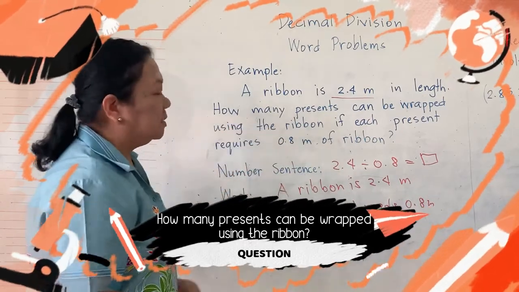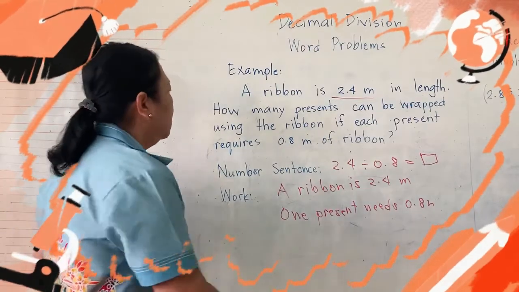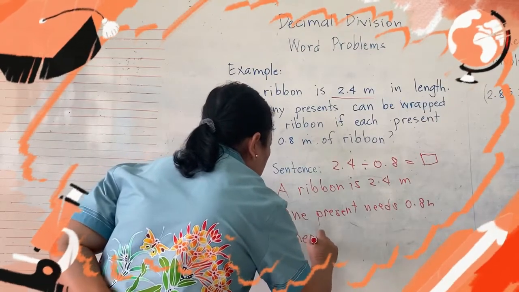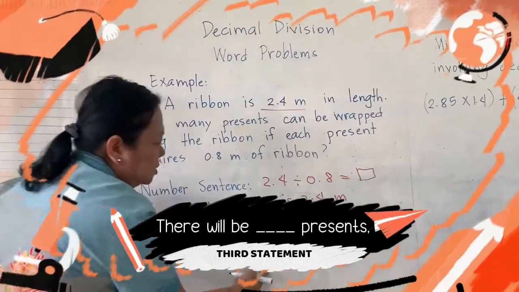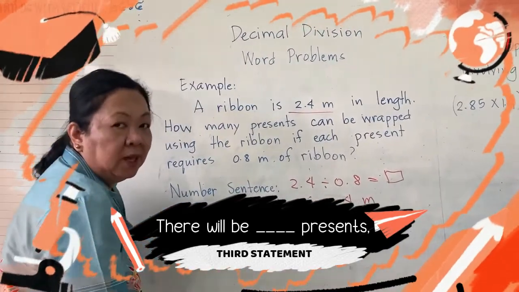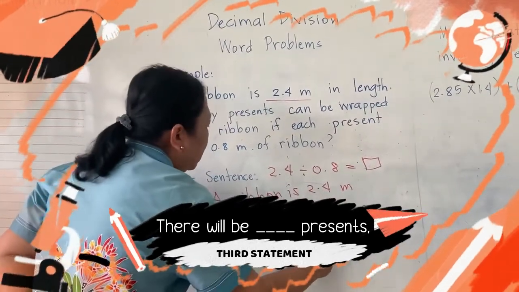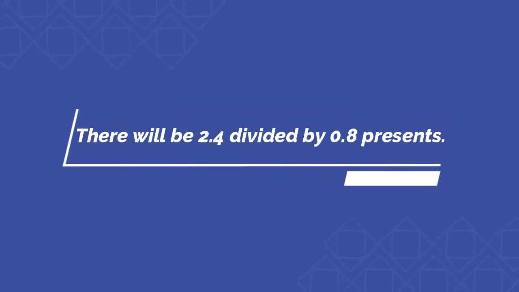Then the question says, how many presents can be wrapped using the ribbon? So how many presents? Therefore, in our third statement, we will answer the question. Here, there will be. We use will because we are still working on that. There will be, and here, write the number sentence, 2.4 divided by 0.8 presents.